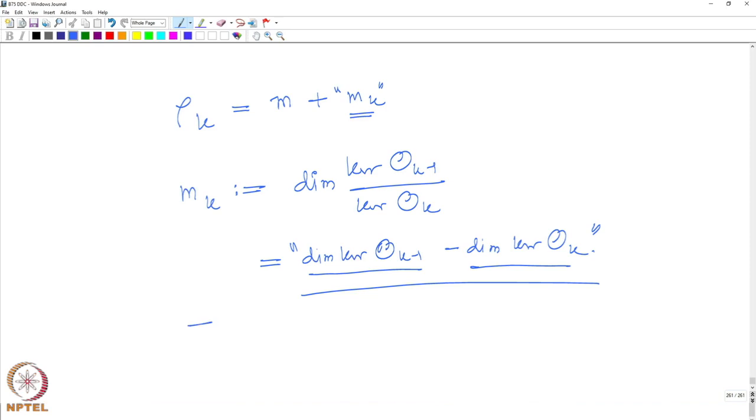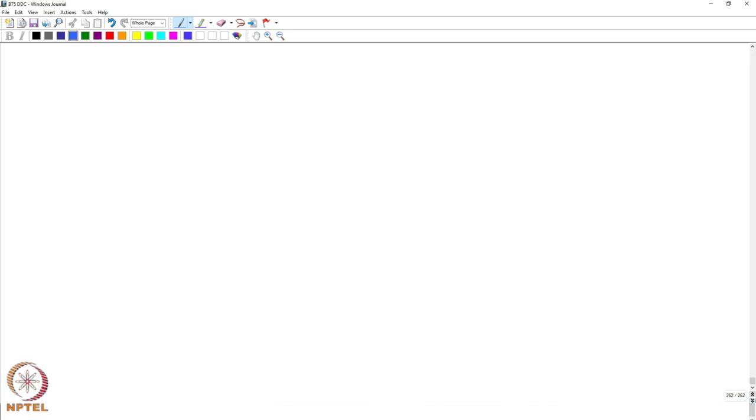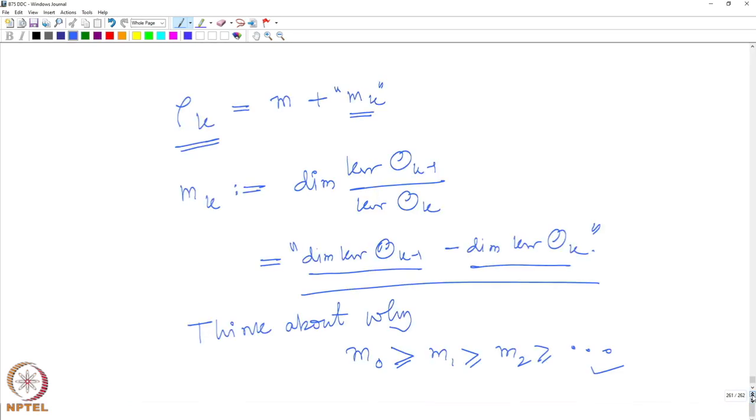Think about this. This is a food for thought. Think about why. Just plain rank nullity theorem, nothing else. Think about why m0, m1, m2 and so on. Once you understand that, it will be even clearer why the mk's are decreasing.